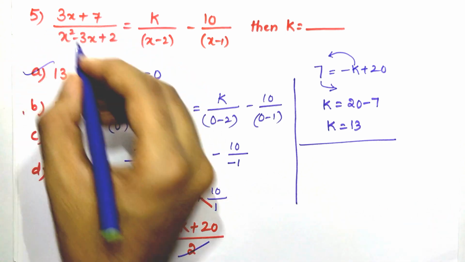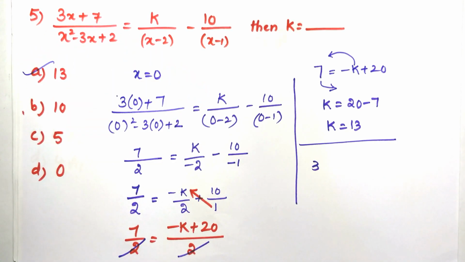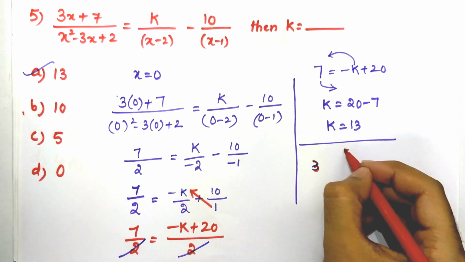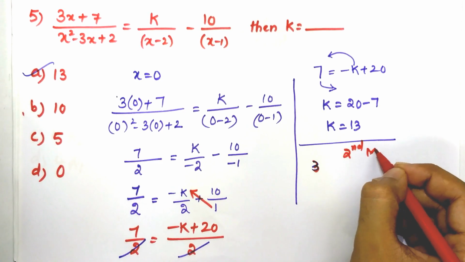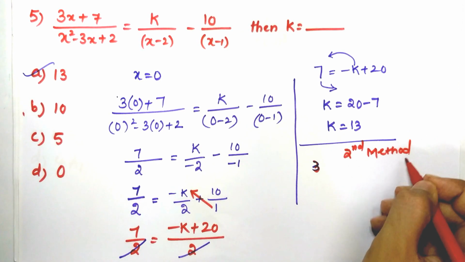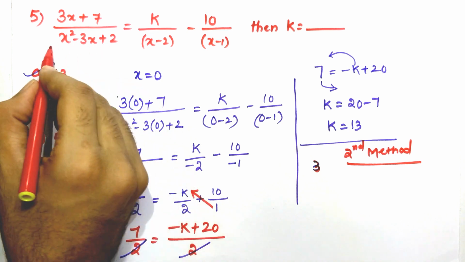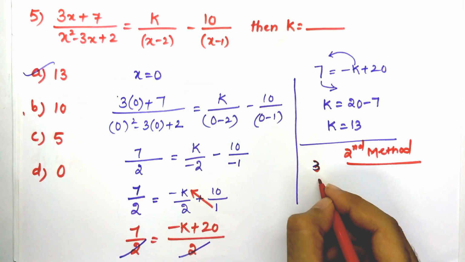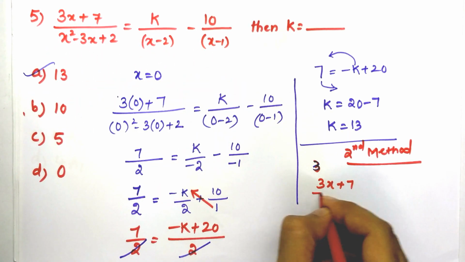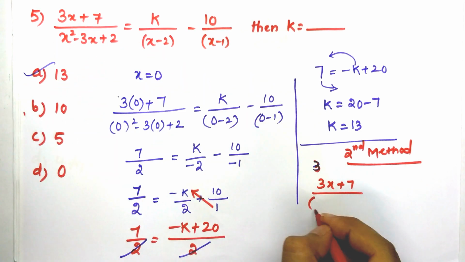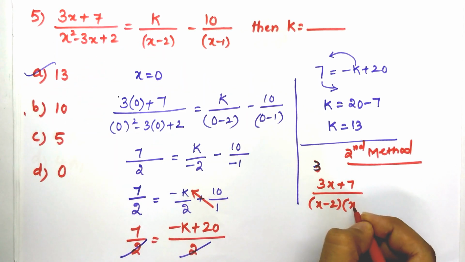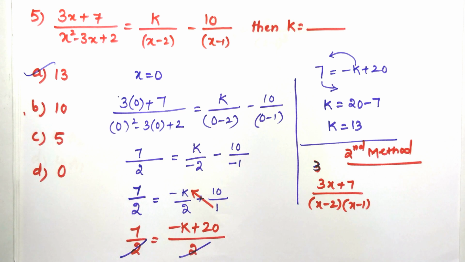So I can write this as 3x, the second method. This is also very easy. Second method to solve this. Okay. Now the roots of this are this one. So 3x plus 7 by, I can write this as x minus 2 into x minus 1. Now this has become the type 1 problem.